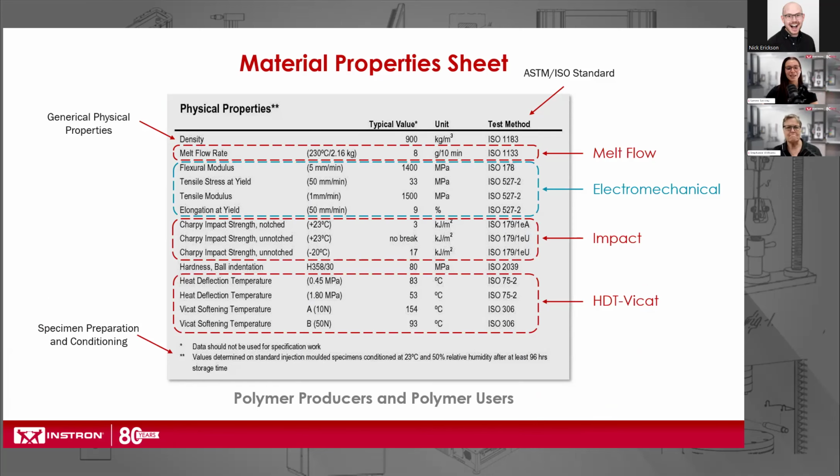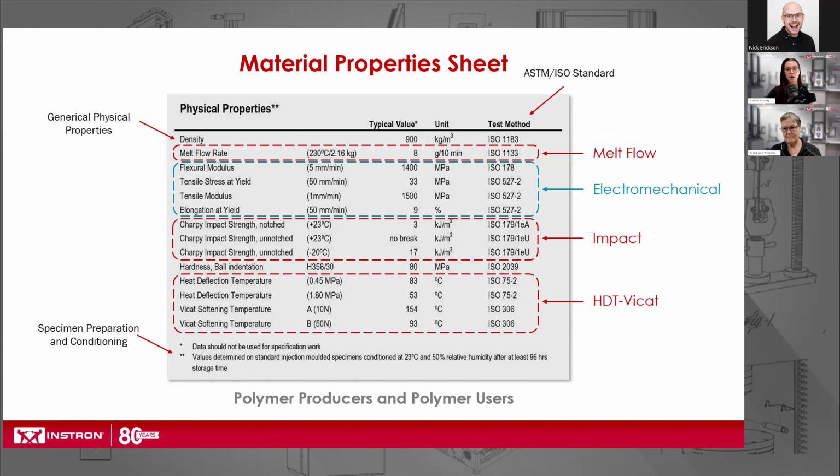Some of the key properties of the material property sheet provide information on the thermal properties such as flow rate and heat capacity, the mechanical properties such as strength and ductility, impact properties that also show the strength and ductility, and heat properties such as heat deflection and softening.